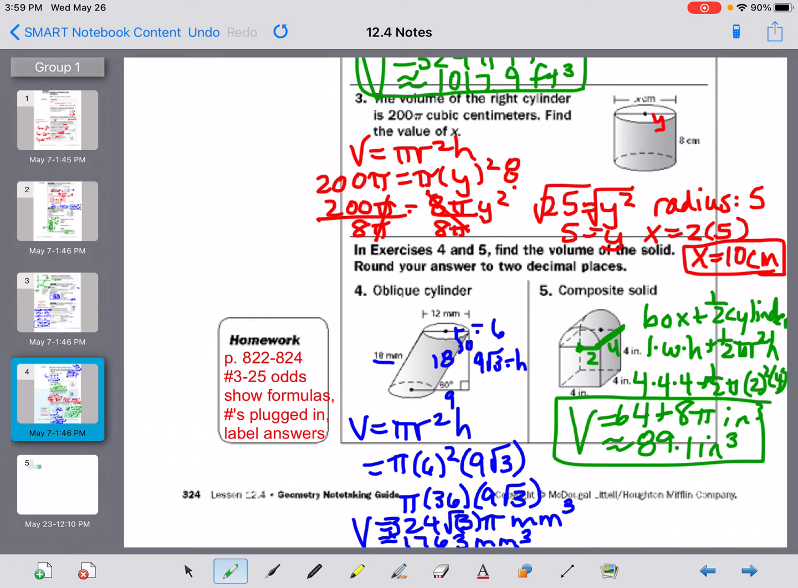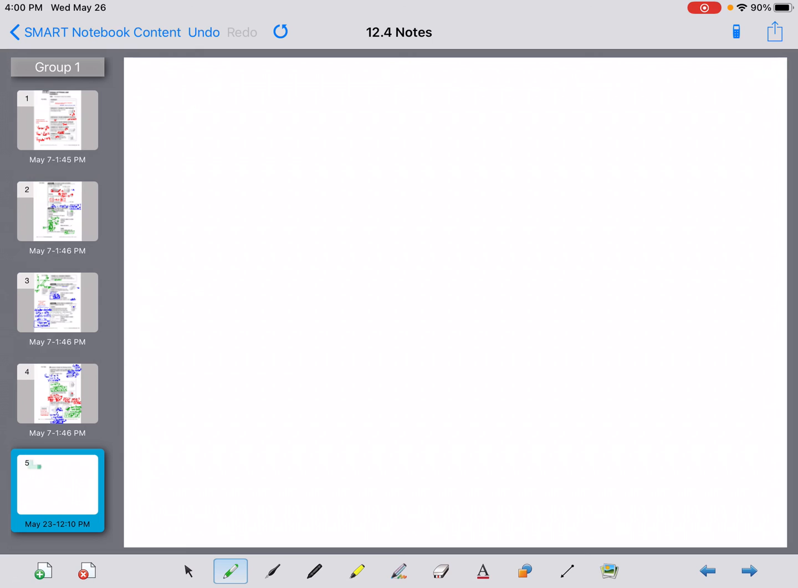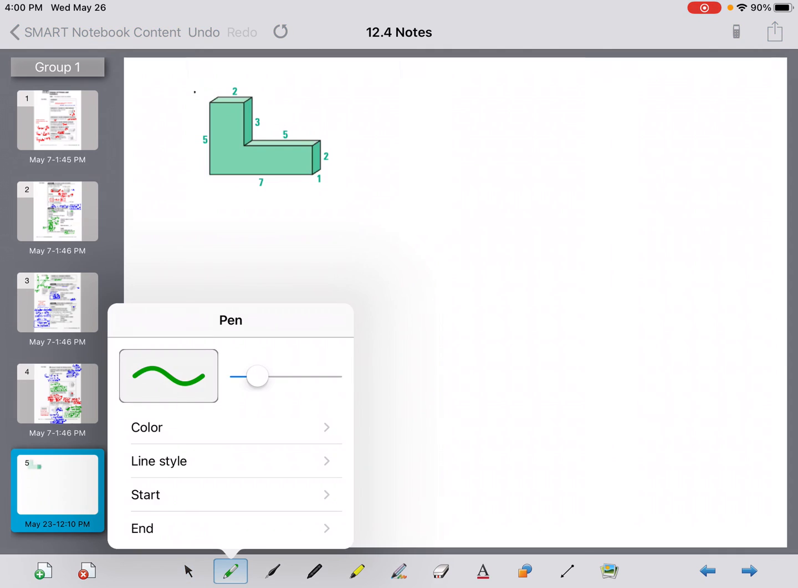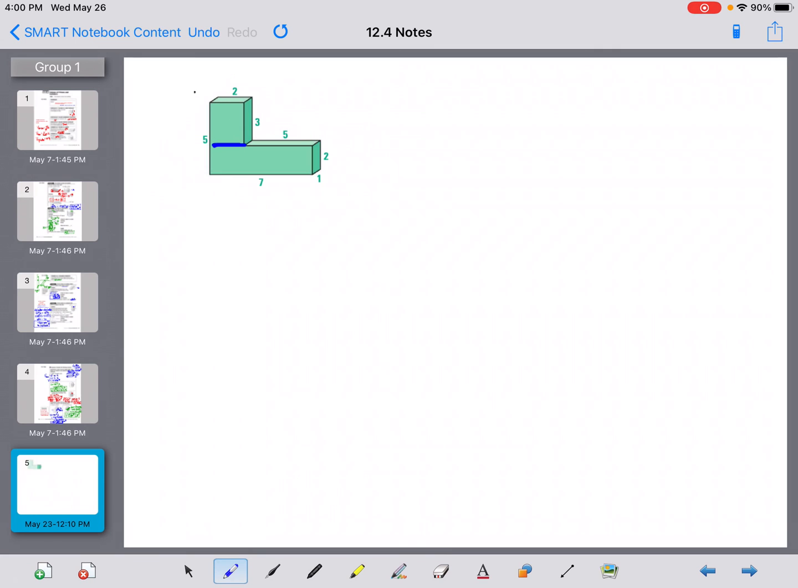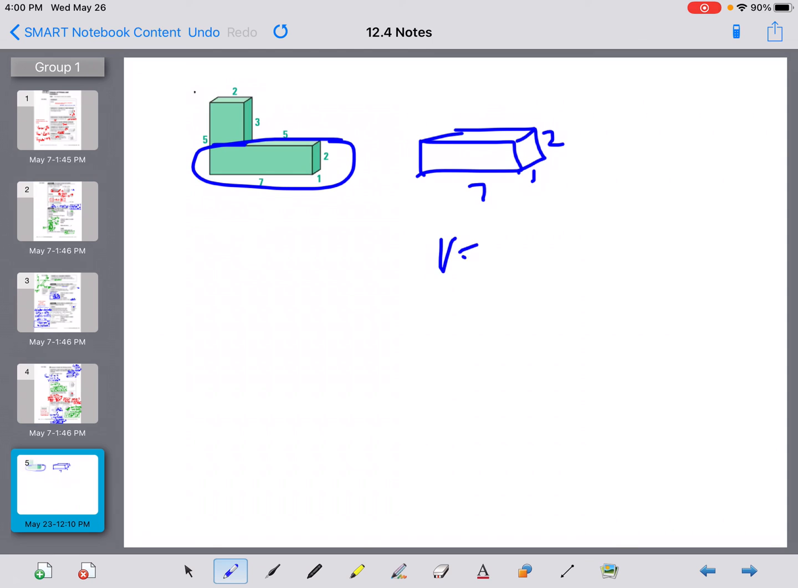Okay. I have one more I just want to kind of touch on a little bit. If you peek at this next page, it's not in your notes, but you can just follow along here so you can see. If you have something like this as a composite, your choice as far as where you break it up. I'm going to break it up maybe right here, okay? If that's the case, this bottom box right there just has those dimensions of 7, 1, and 2. So that volume is going to be length times width times height, 7 times 1 times 2, which is 14.